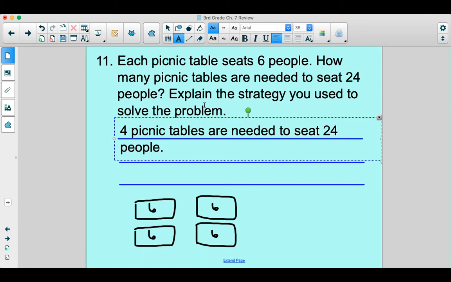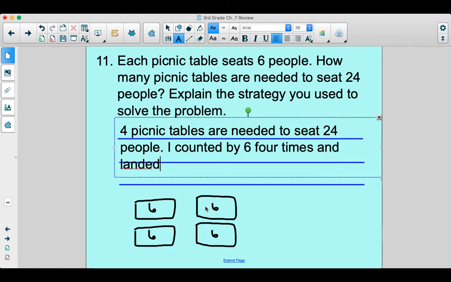Let's see. It also says we have to explain the strategy we used to solve the problem. So I counted by 6 4 times and landed at 24 or something like that. You could also say you drew out the picture, but really we counted by 6, 6, 6, 6, and then we found out that 4 6s make 24.